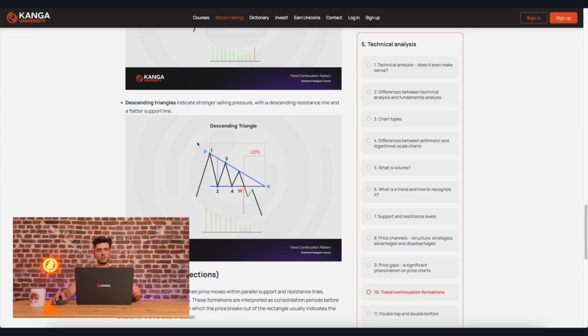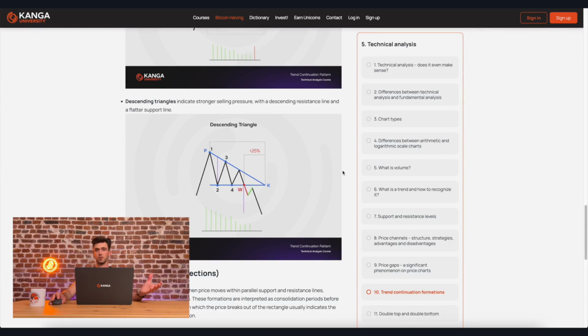The descending triangle is the kind of pattern that we currently have in front of us on the screens. This example is taken from Kanga University. If you're interested in Kanga University and want to gain knowledge in technical analysis, I encourage you to check it out. There is a lot more interesting material there, but above all, what characterizes such a descending triangle?